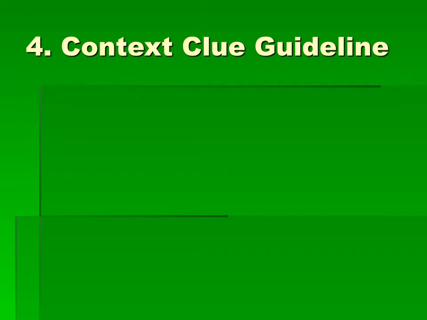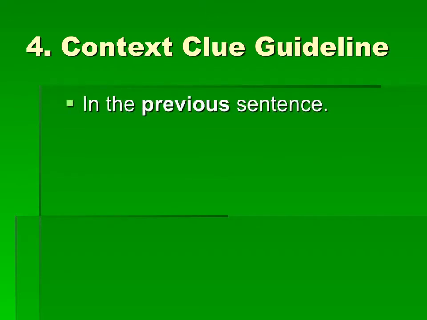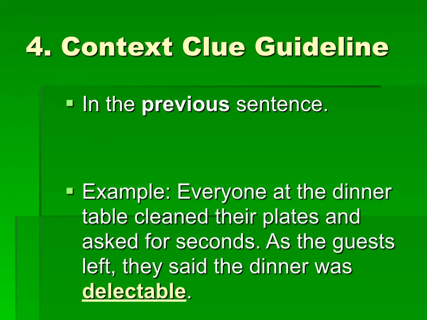Context clues are not limited to just the sentence you find the word in. Sometimes it is found in other sentences or paragraphs around it. Here we're going to look at the meaning in the previous sentence. Our example is, everyone at the dinner table cleaned their plates and asked for seconds. As the guests left, they said the dinner was delectable.